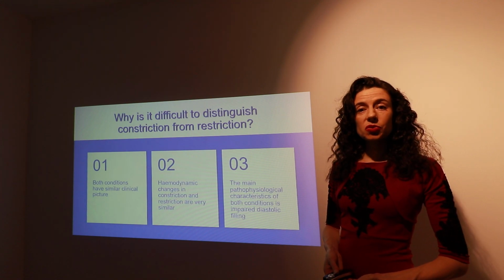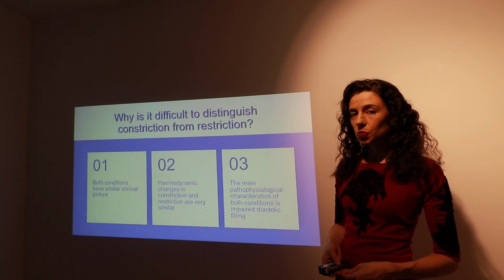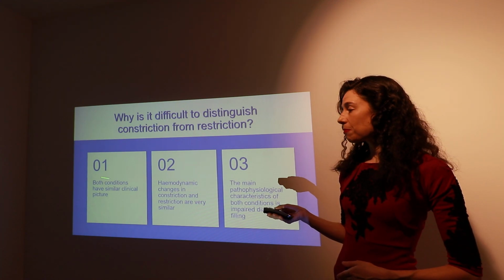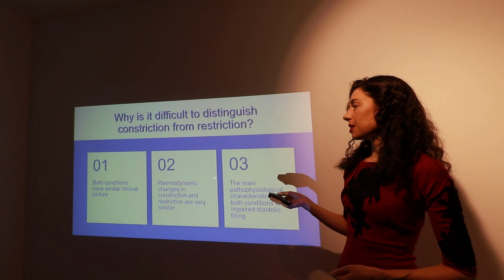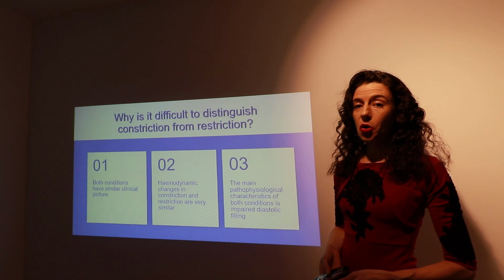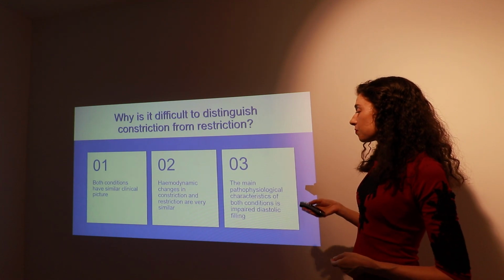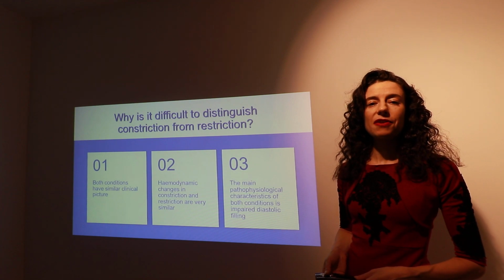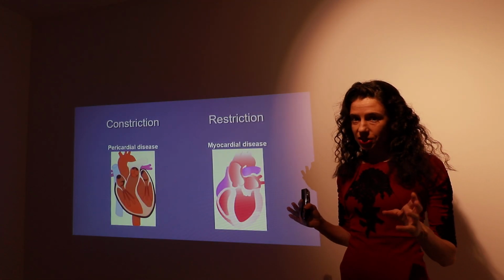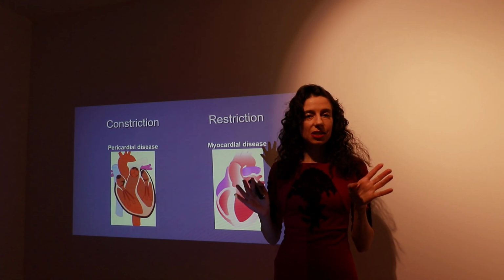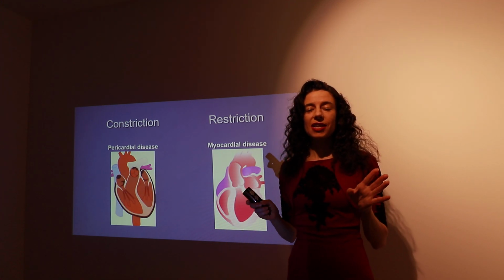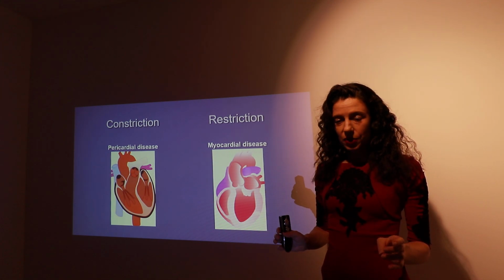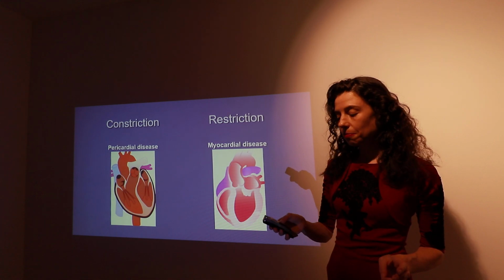But why is it also so difficult to distinguish between constriction and restriction? Because both conditions have similar clinical pictures. The hemodynamic changes are also similar, and the main pathophysiological characteristic is the impaired diastolic filling. So the main thing to remember that could help us to distinguish constriction from restriction is that constriction is the disease of the pericardium, while restriction is the disease of the myocardium.